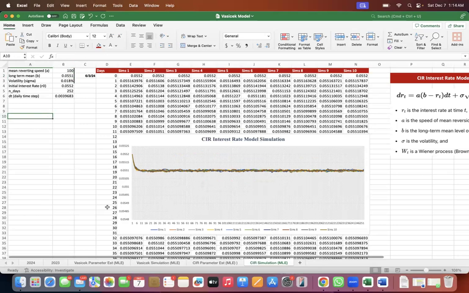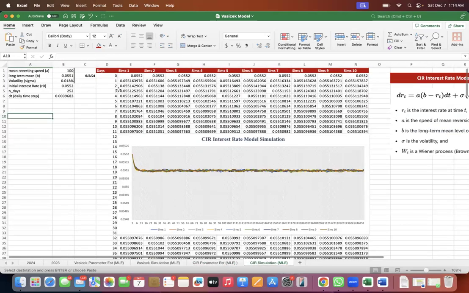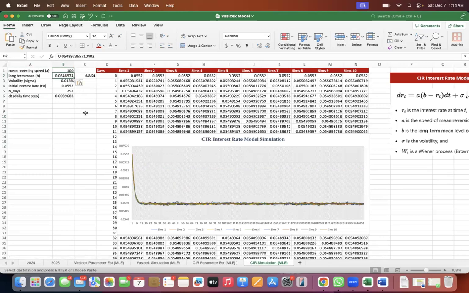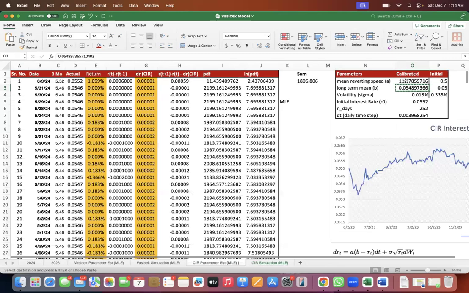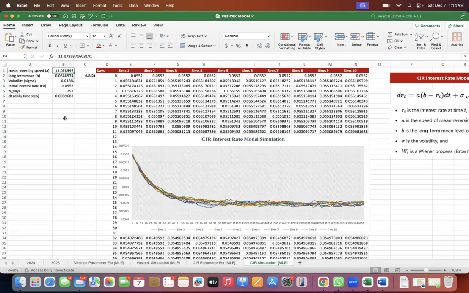Always remember one thing, that this A is nothing but the speed of reversion, and B is nothing but your long-term mean. So I'm just copy pasting our calibrated parameters so it's easy for you to give a look.